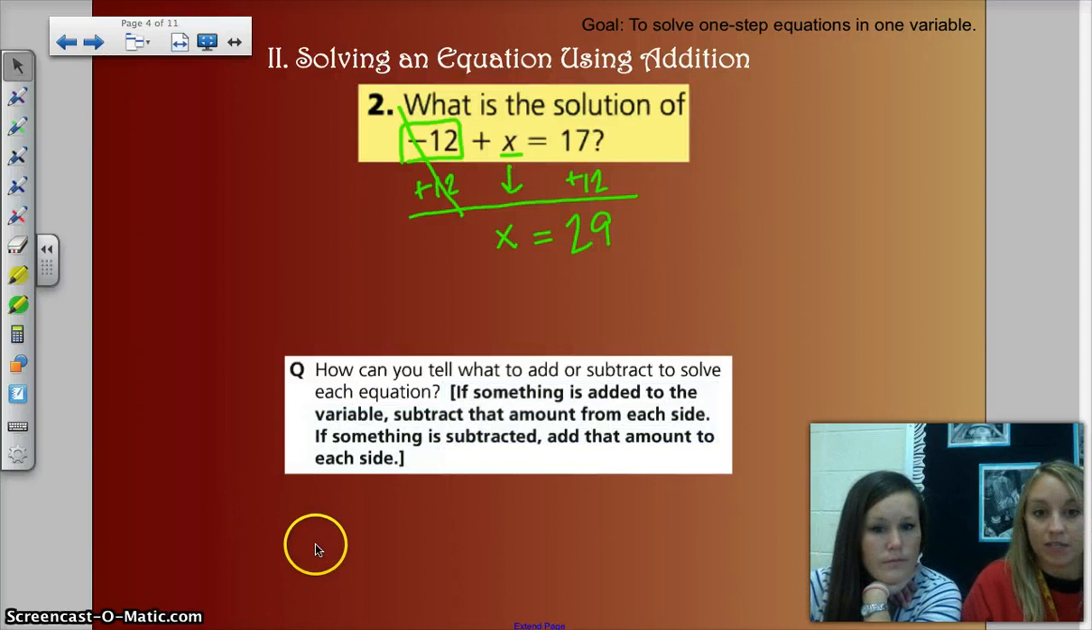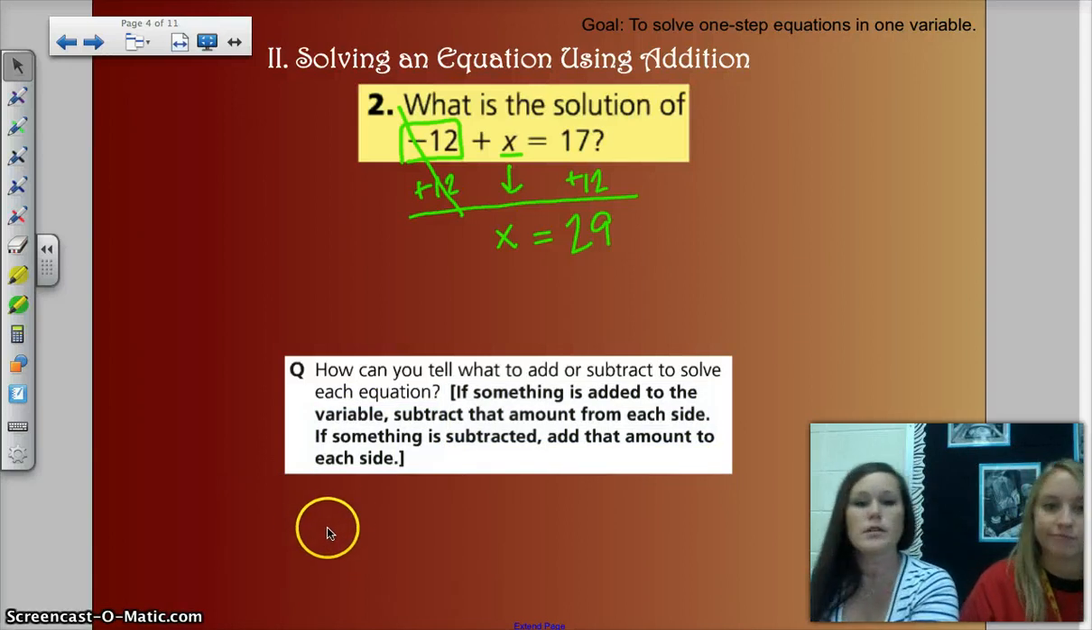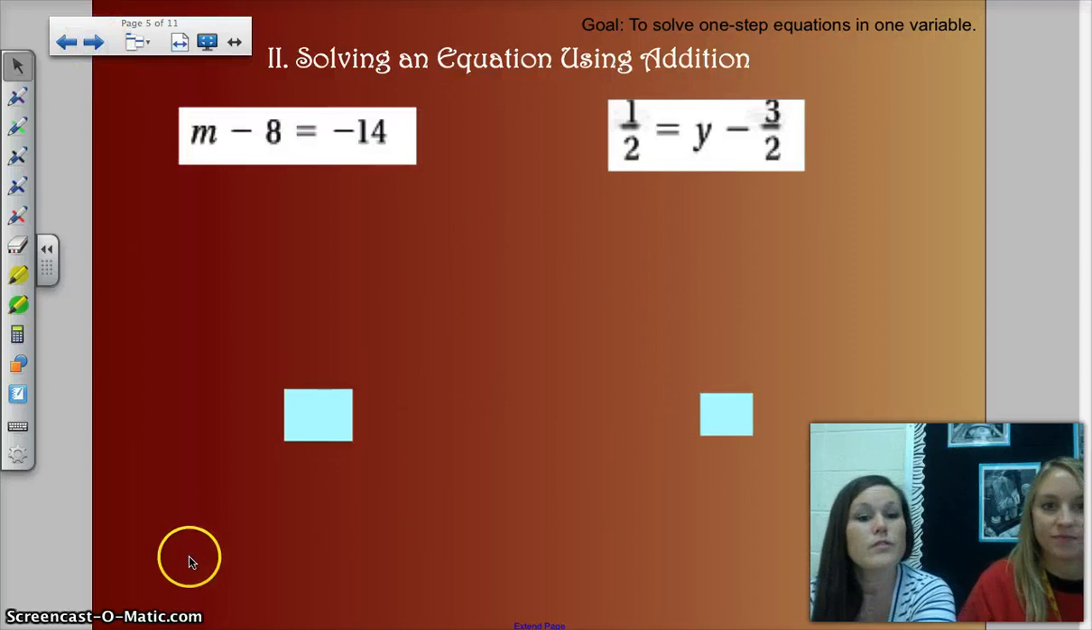If something is added to the variable, subtract that amount. If something is subtracted from the variable, add that amount to each side. There you go.